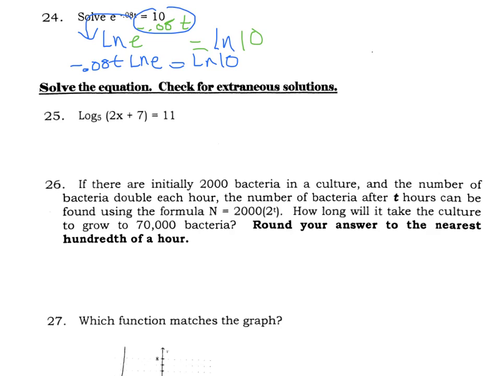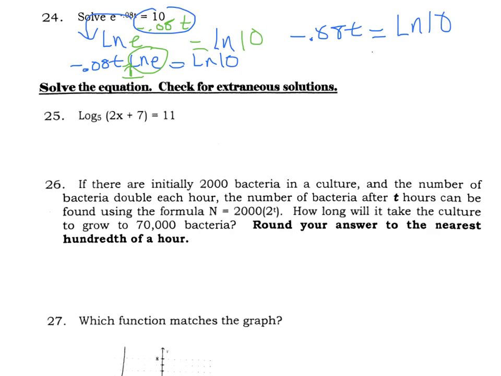Now the reason taking the natural log saves me a step is that the natural log of e is just 1. In other words, it cancels out. Now, that's kind of convenient. Saves me from having to divide both sides by the natural log of e, because the natural log of e is 1. e to the first power is e. So what that leaves me with is the equation negative 0.08t equals natural log of 10.